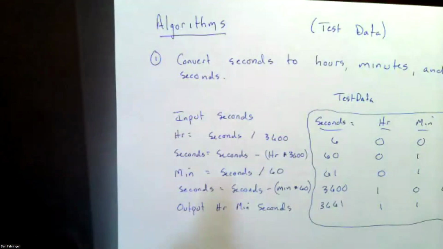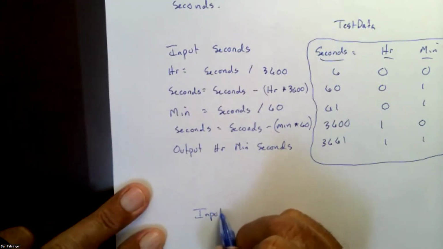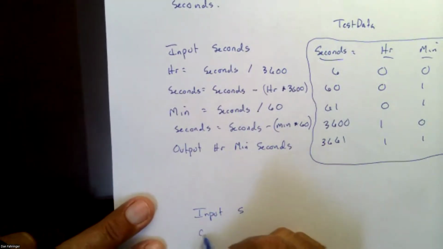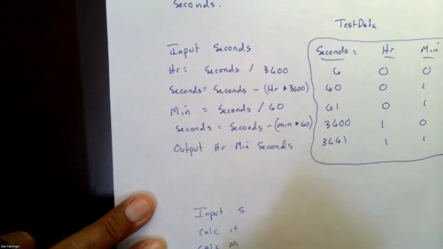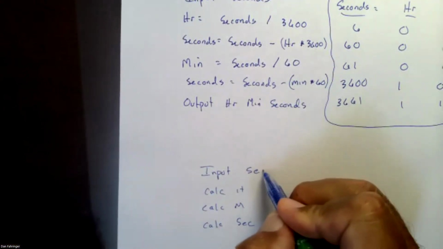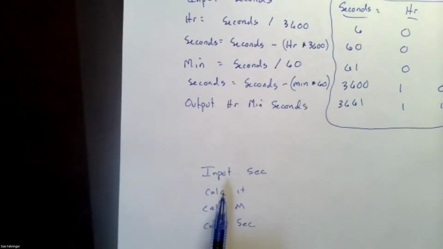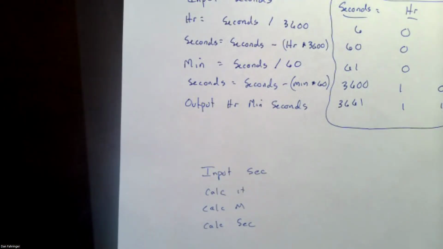Questions on what I'm looking for with an algorithm? The work. It would not be input S, calc hours, calc minutes, calc seconds. That's not going to work, because I don't know the calculation. I need to think through the calculations before I write my code.